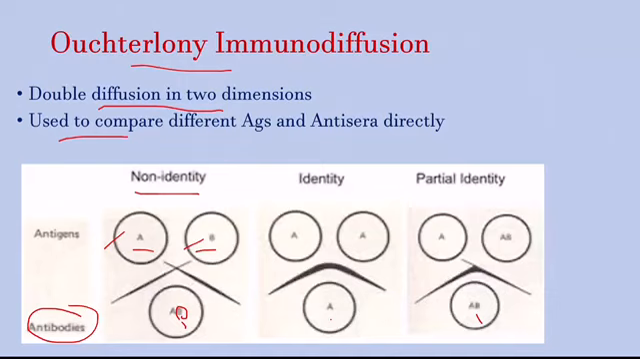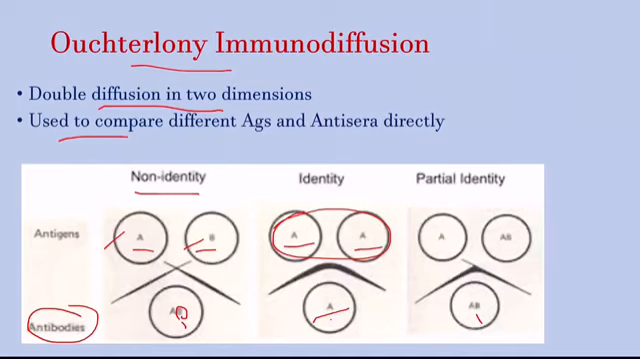But here, if you see the antibody, it is A, and the antigens here are A and A. Both antigens are similar. So when the precipitin lines fuse to each other, the precipitate formed by them will fuse, and that indicates that these two antigens are identical and they are related to each other.